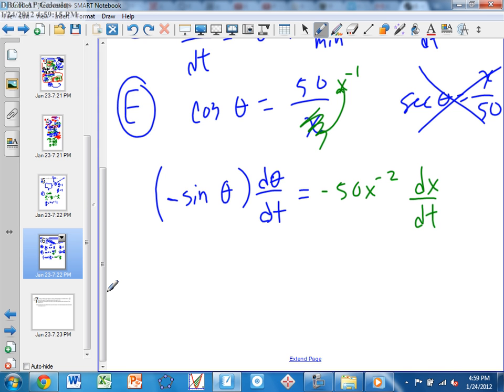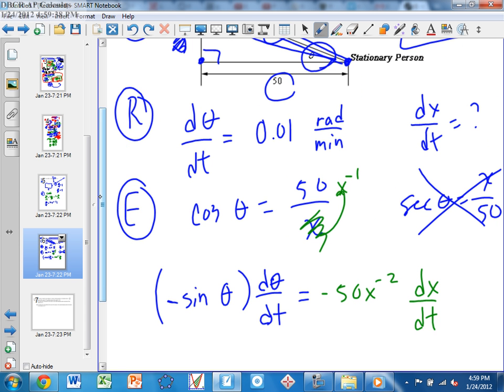I'm trying to think of how to do this in an easier way, because they did it differently. Maybe that's why they did it with secant, because this doesn't work. Look at this point, guys. We don't have a value for x. That's the problem right now. We don't know what x is.